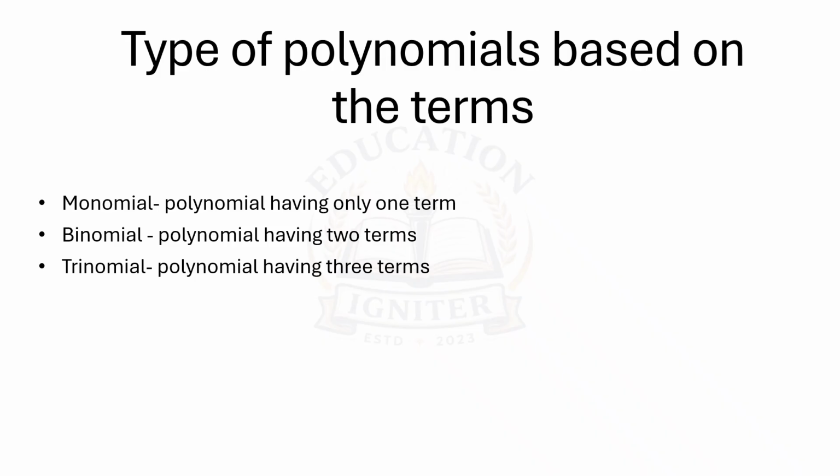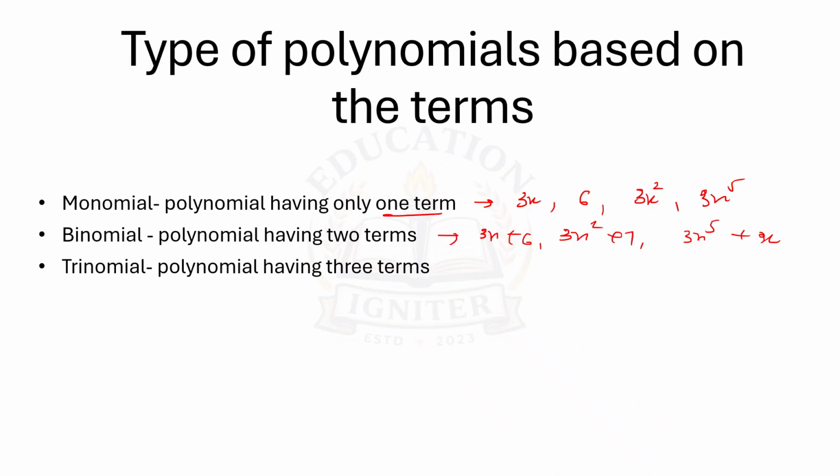Now, types of polynomial based on the terms. If only one term is there, it is a monomial, like 3, 6, 3x square, 3x to the power 5. If I am talking about a binomial, it means there are two terms, like 3x plus 6, 3x square plus 7, 3x to the power 5 plus 7. Here you can see only two terms.